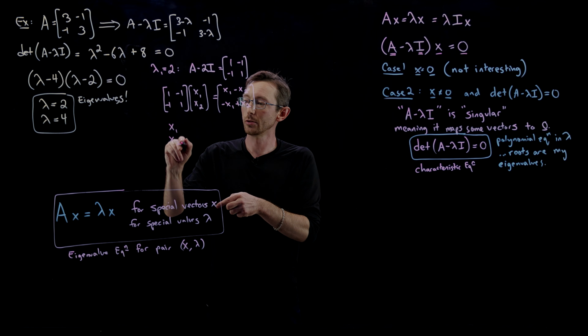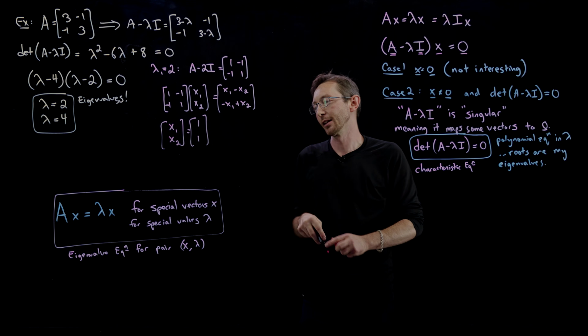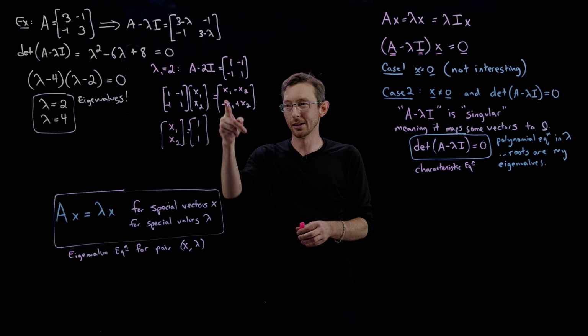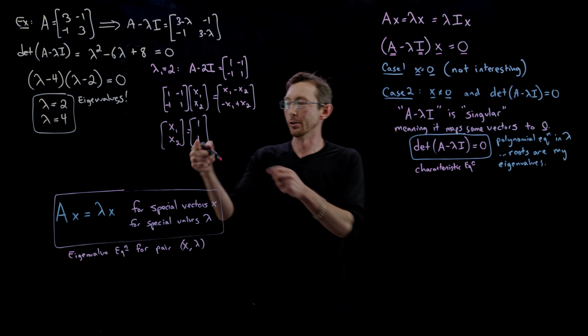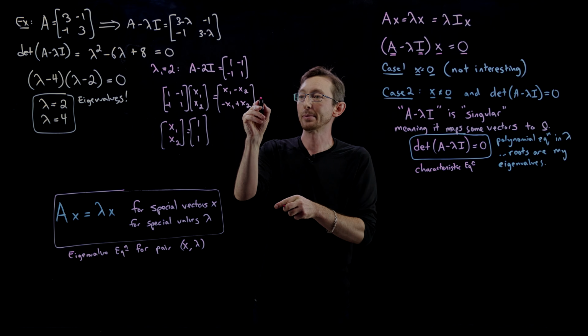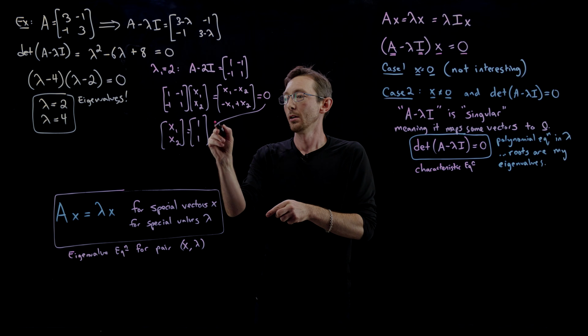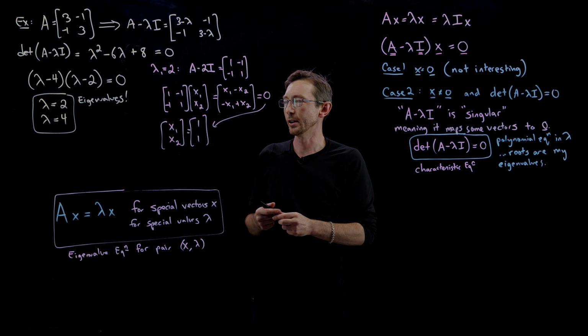x1 and x2 could just be equal to 1, 1. Okay, so that's an eigenvector. I went a little fast, but I think you can convince yourself. I tried to find the x that would map to 0: for x1 equals x2, this maps to 0 if x1 and x2 were equal to each other. Okay, that's what I do here.